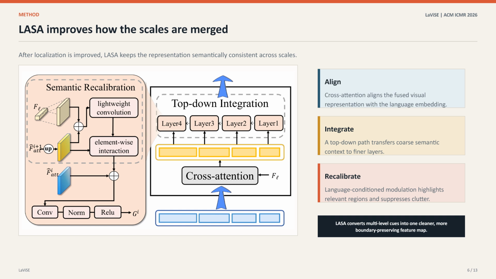It aligns multi-level visual features with language through cross-attention, transfers coarse semantic context to finer layers through a top-down integration path, and then recalibrates the fused representation with language-conditioned modulation. These steps make the final feature map more coherent across scales and less sensitive to background clutter. This is particularly useful when the referred region is large, thin, or structurally complex, because the model needs to preserve both the overall extent of the target and the local boundary details at the same time.